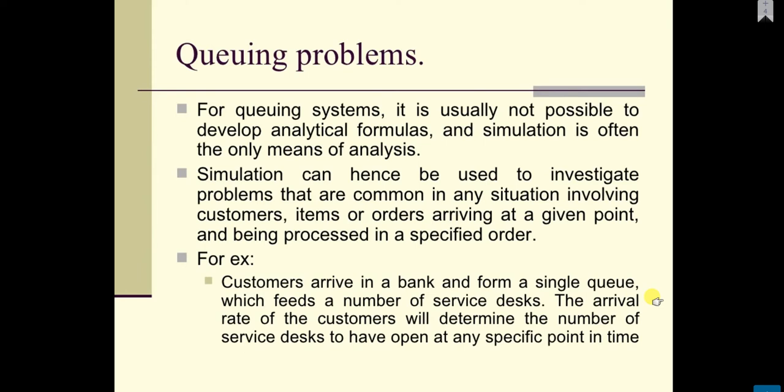For queuing systems, it is usually not possible to develop analytical formulas, and simulation is often the only means of analysis. Simulation can hence be used to investigate problems that are common in any situation involving customers, items, or orders arriving at a given point and being processed in a specific order. For example, customers arrive in a bank and form a single queue, which feeds a number of service desks. The arrival rate of the customers will determine the number of service desks to have open at any specific point in time.